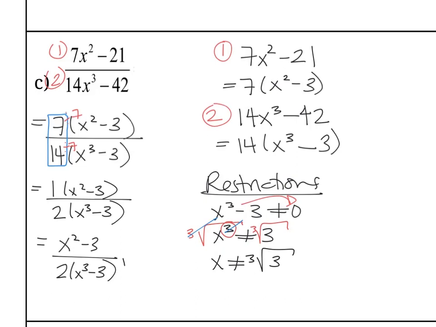So I'm going to add to our final expression that it is equivalent to x squared minus 3 over 2 times x cubed minus 3, as long as x does not equal the cube root of 3.